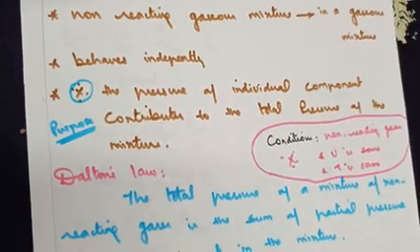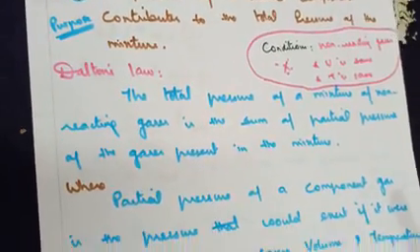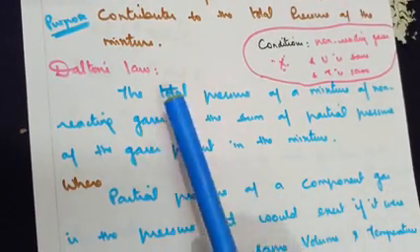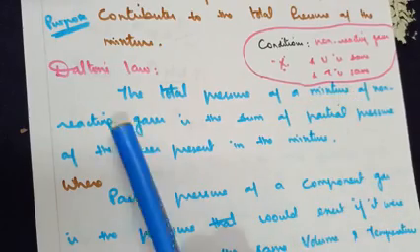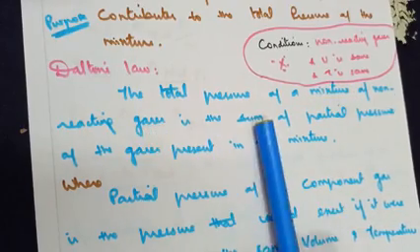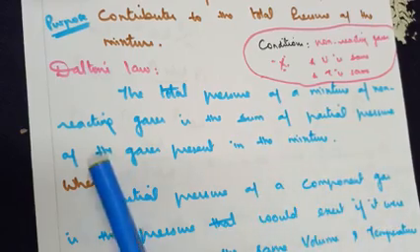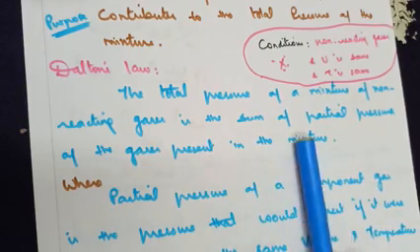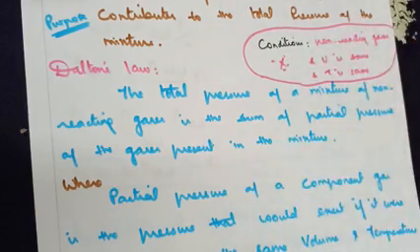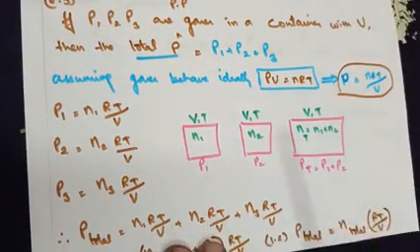of the mixture. So, moving on to the actual Dalton's law: the total pressure of a mixture of non-reacting gases is the sum of the partial pressures of the gases present in the mixture. You will understand the law better by looking at this example.